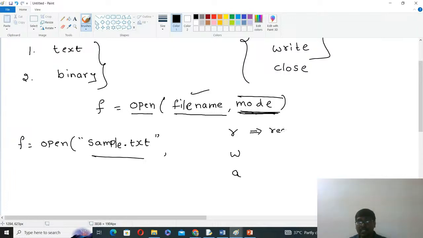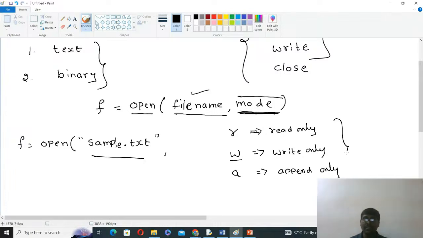R means read only. W means write only. A means append only. What are the differences among these? For example, in quotation I wrote R. The meaning is, in my system the sample.txt file exists, and I open the file in read mode. That means from the file I am just reading the information.